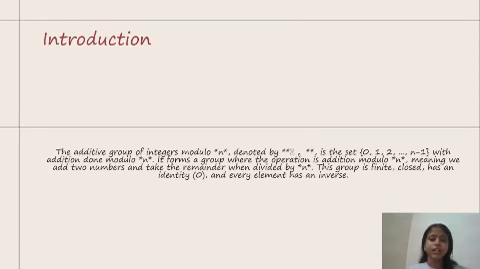Introduction. The additive group of integers modulo n, denoted by Zn, is the set from 0 to n minus 1 with addition modulo n. It forms a group where the operation is addition modulo n, meaning we add two numbers and take the remainder when divided by n. This group is finite, closed, has an identity element that is 0, and every element has an inverse.